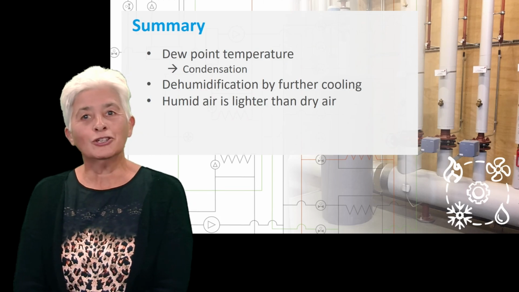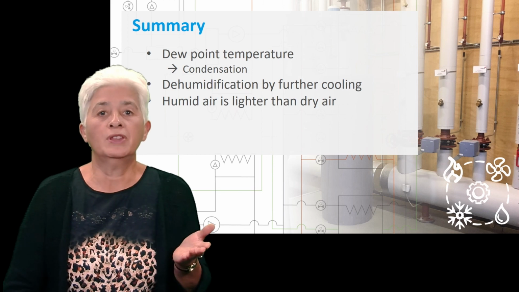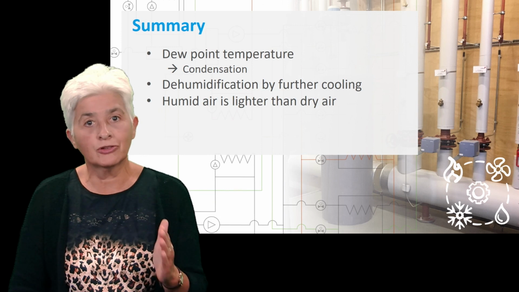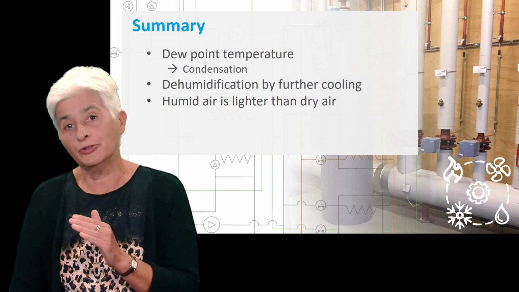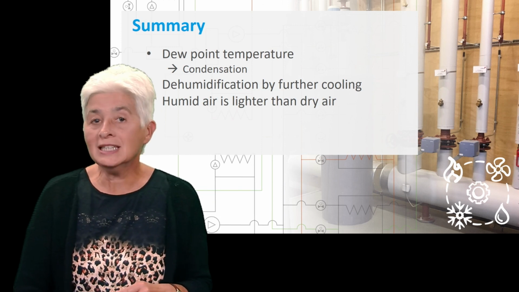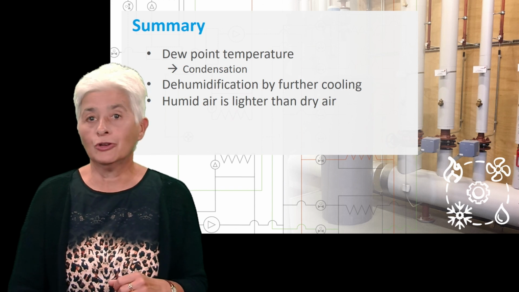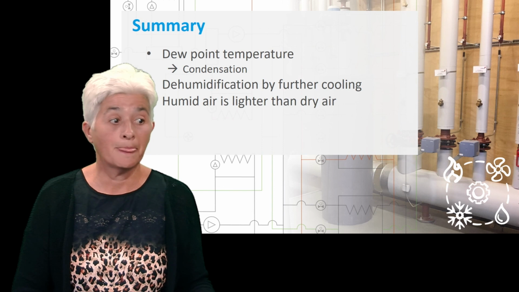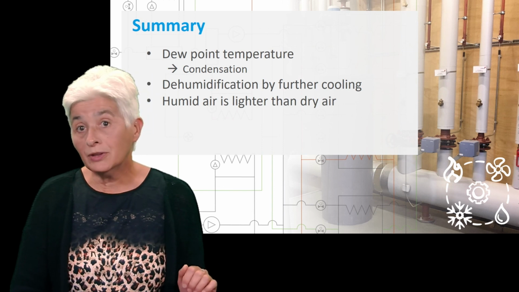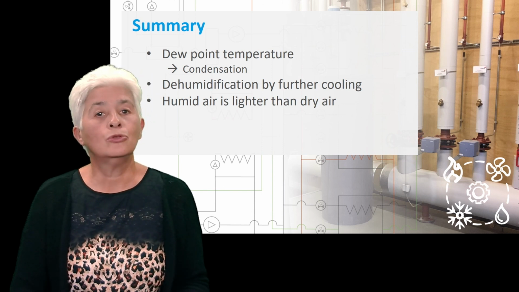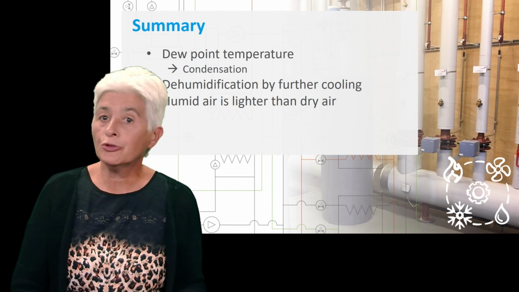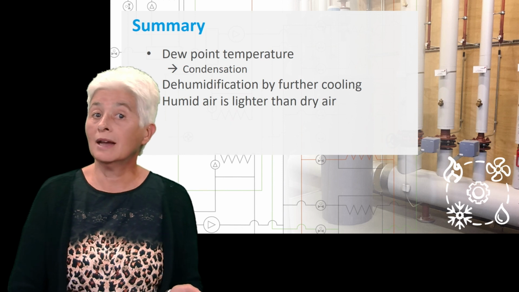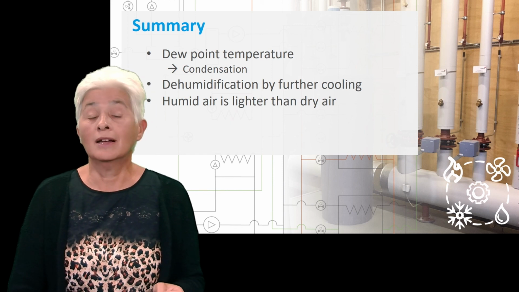So, in this lecture, you have learned about the dew point temperature, which is the temperature at which water vapor in the air starts to condensate when the air is cooled down. You have also seen that dehumidification takes place when air is cooled further down. We also derived the equation used to calculate the dew point temperature, and you saw an equation to calculate the density of humid air. Humid air is less dense than dry air.